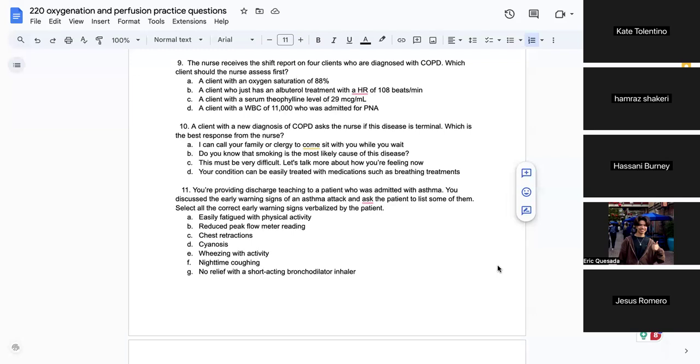Alrighty, so the answer for this one is actually going to be C. I can see where you guys are picking A because that is a low oxygen saturation level, but we also know that patients with COPD actually run a little bit low. So 88% would be okay or normal for a patient like that. So yeah, the answer is going to be C. A safe theophylline level is actually going to be below 20 micrograms per milligram. Anything above 20 is going to be considered toxic.